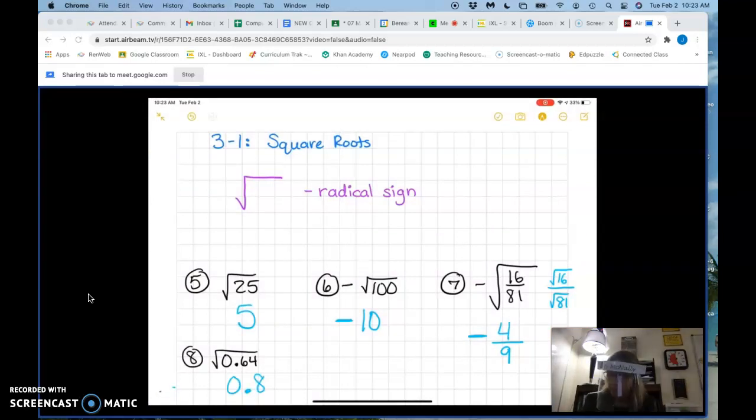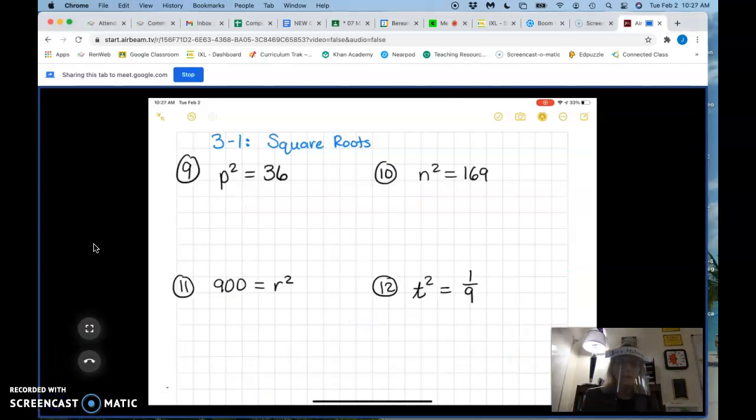There we go. No negative on that one. Okay, so here we go. We are going to solve some equations now using square roots.